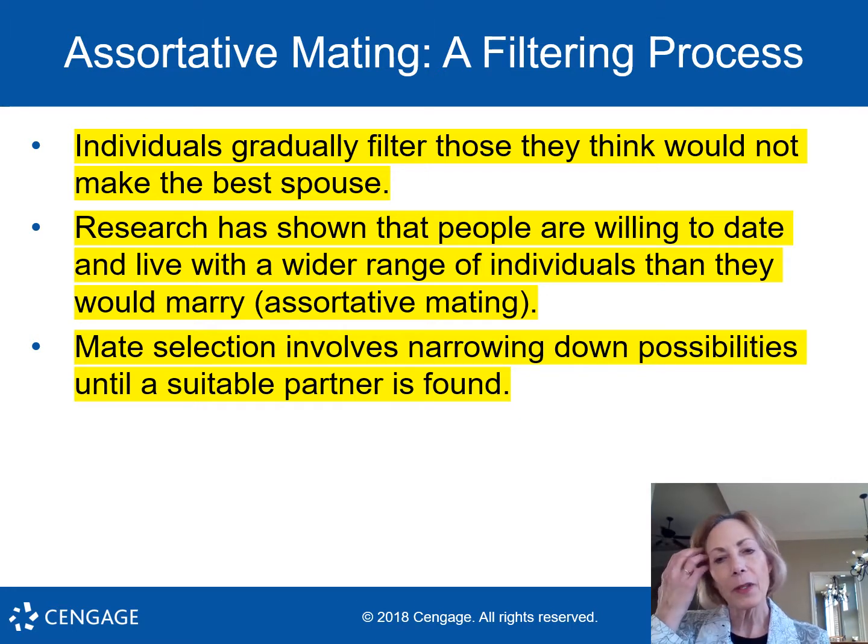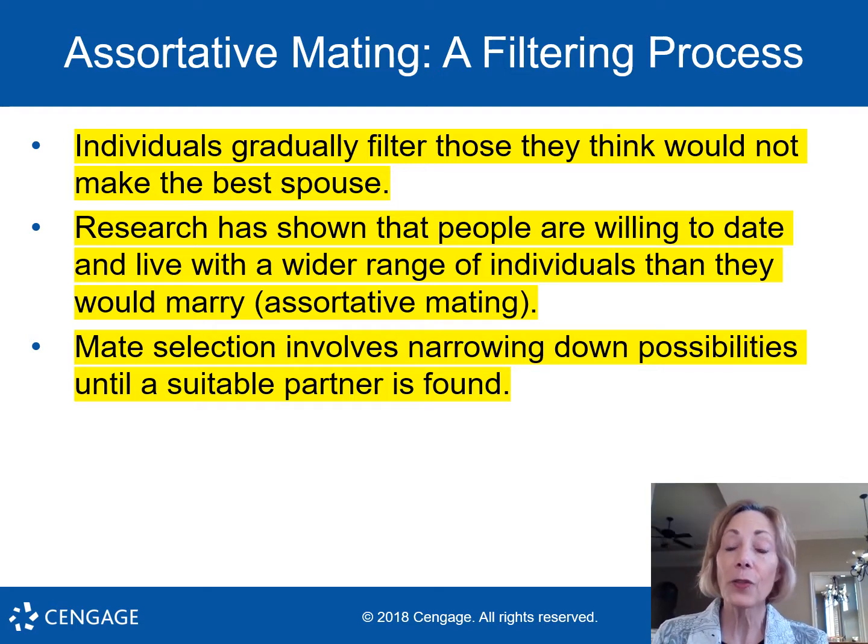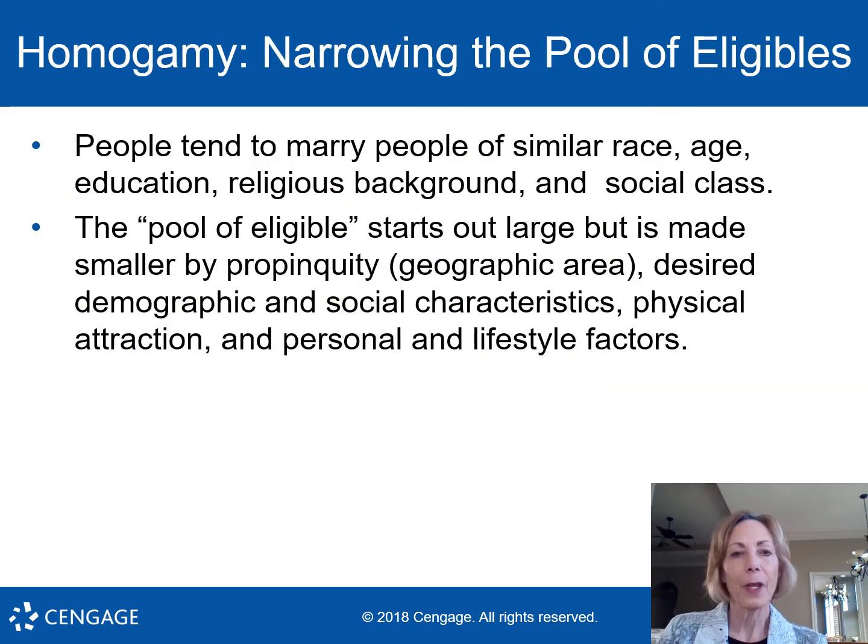So let's think about this. Should you date somebody you would never consider marrying? Good question. How else will you know if you would consider marrying them if you did not date? People do tend to marry people of a similar race, age, education, religious background, and social class. So if you would not marry somebody out of your religion, then should you even go on a date with them?